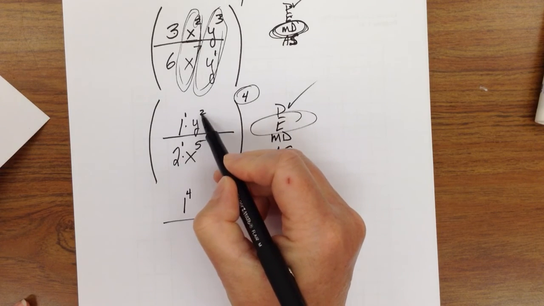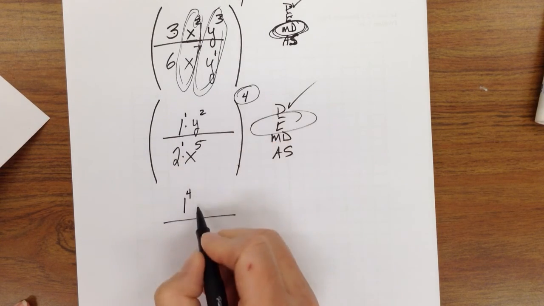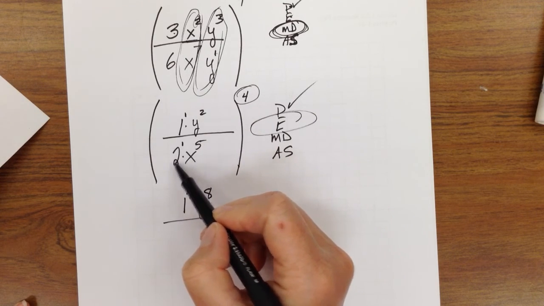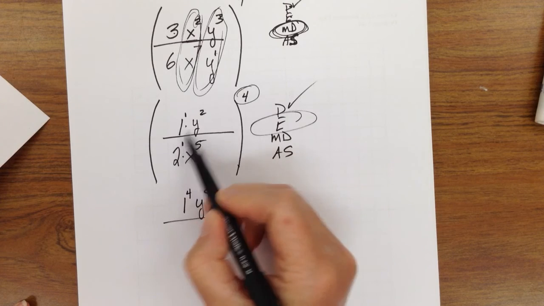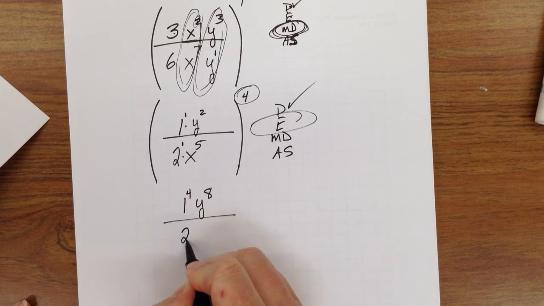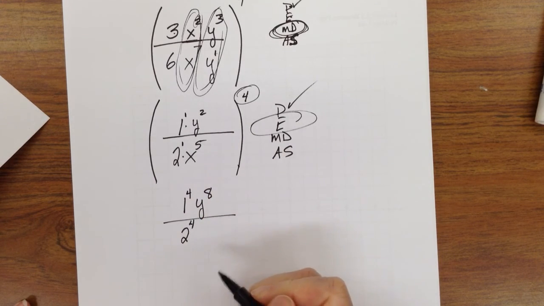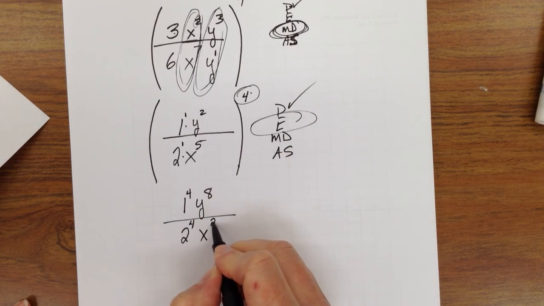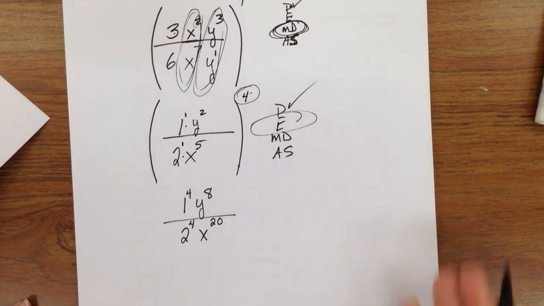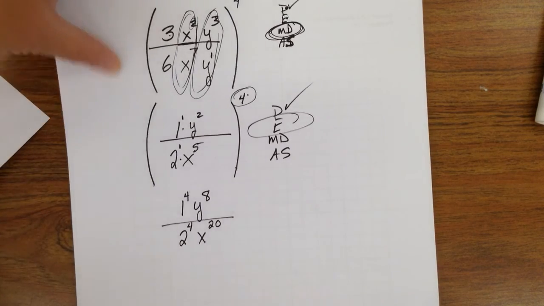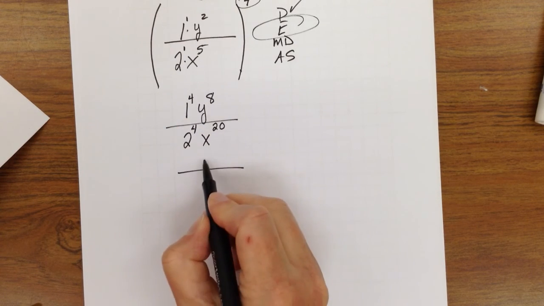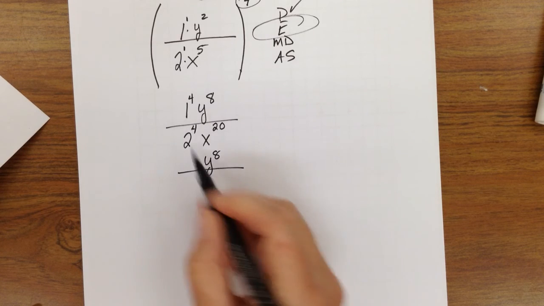This is going to be y to the 8th, multiplying. The 2 is in the parentheses. The 2 is raised to the 4th. You multiply the exponents. This is 2 to the 4th, multiplying here, x to the 20th. Now the only thing left to do is to simplify the ridiculously obvious: 1 to the 4th is 1. I'm not even going to write it because 1 times y to the 8th is y to the 8th.